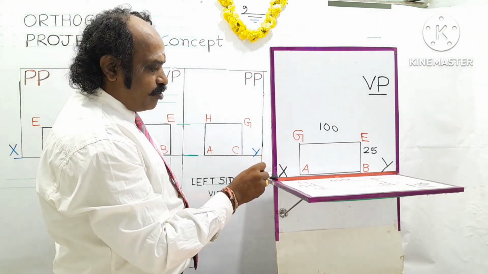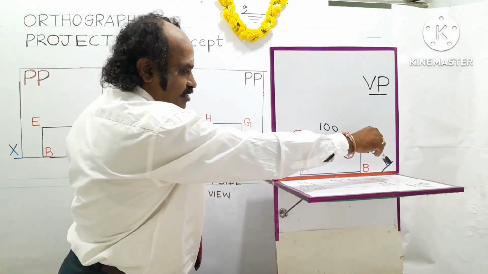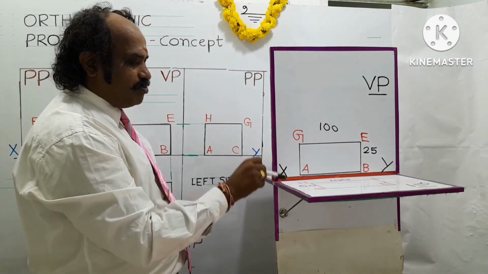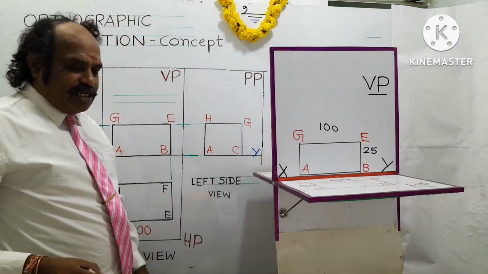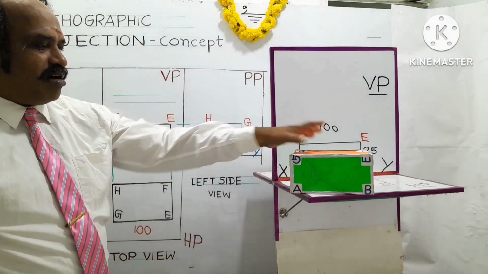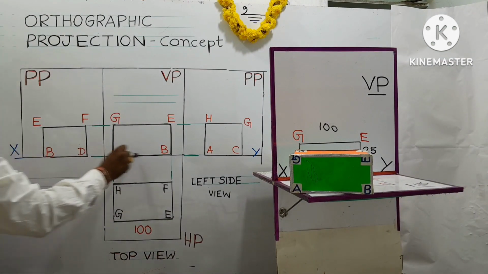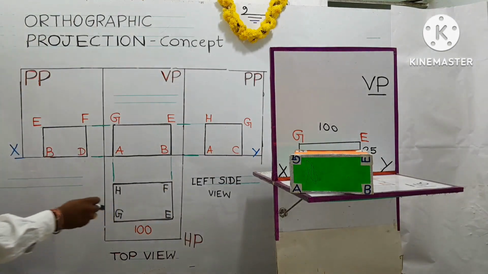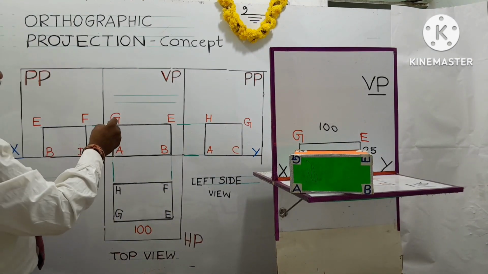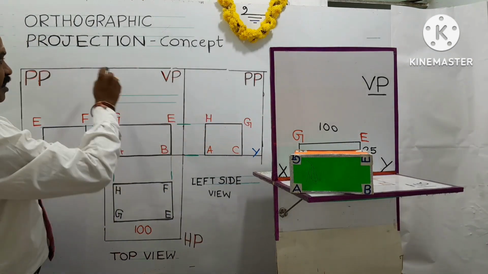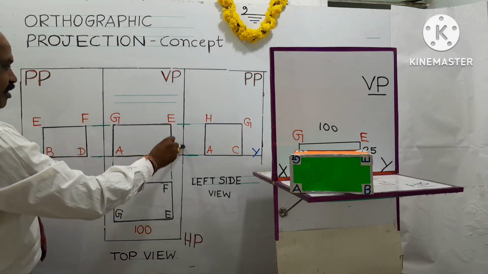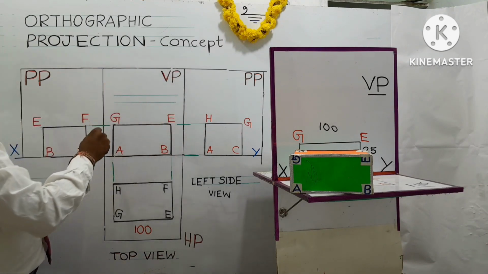So before that you have to know this XY. What is this XY? It stands for the reference line connecting VP and HP. So for drawing on the drawing sheet, first you draw a reference line called the XY line. Here it is written: XY line is a reference line XY. Above the XY line, the plane which lies is VP. This bigger rectangle represents the plane of projection VP.